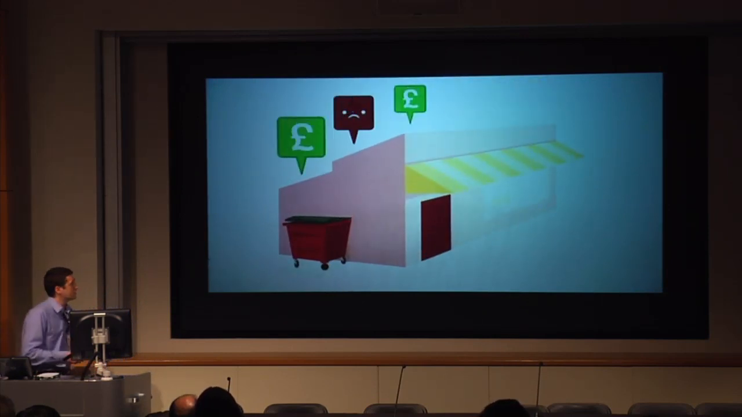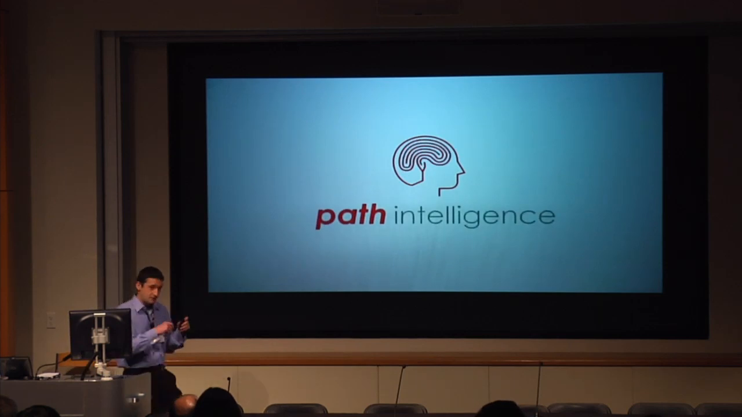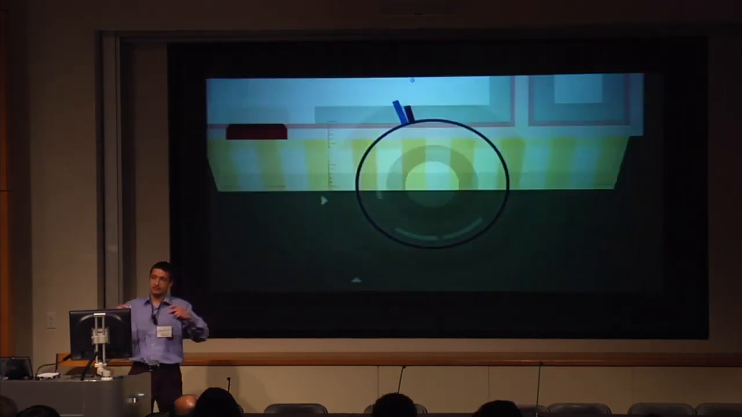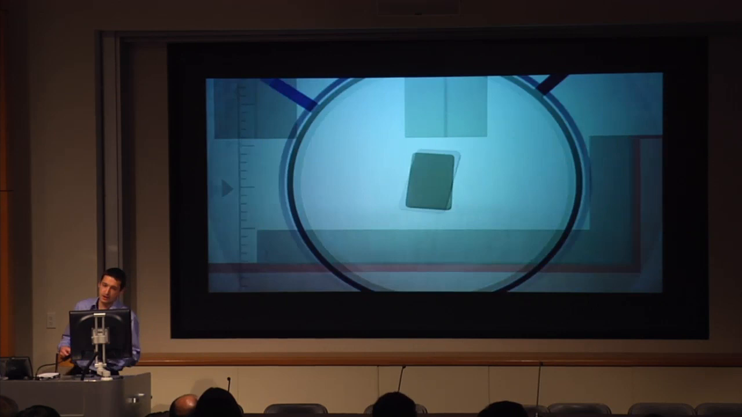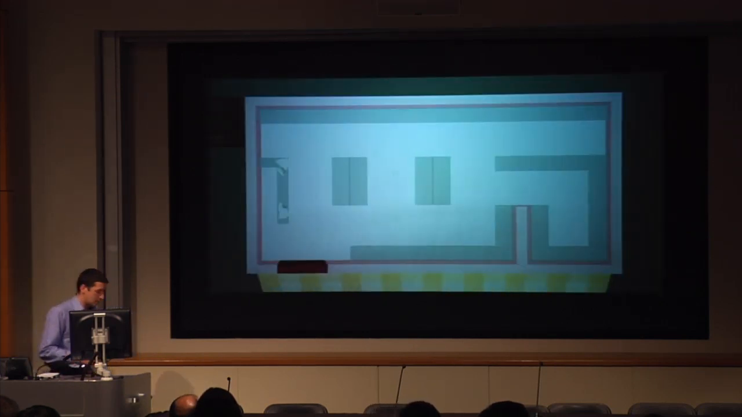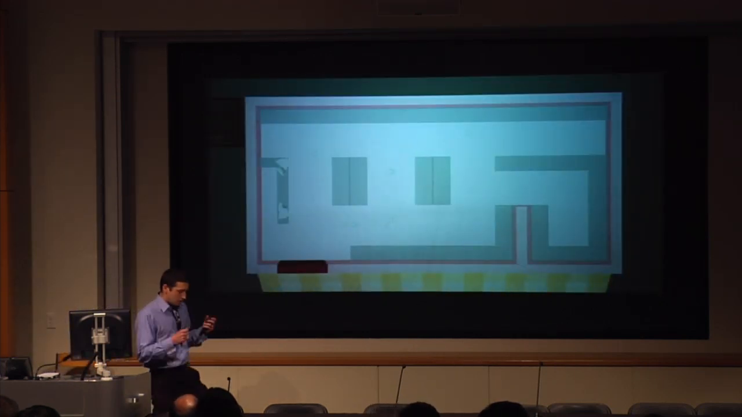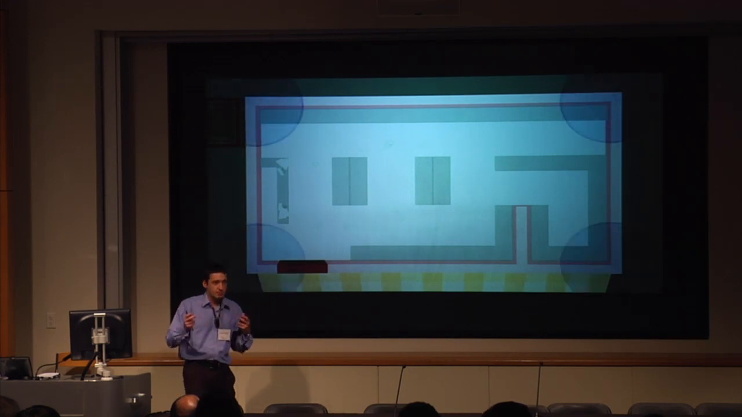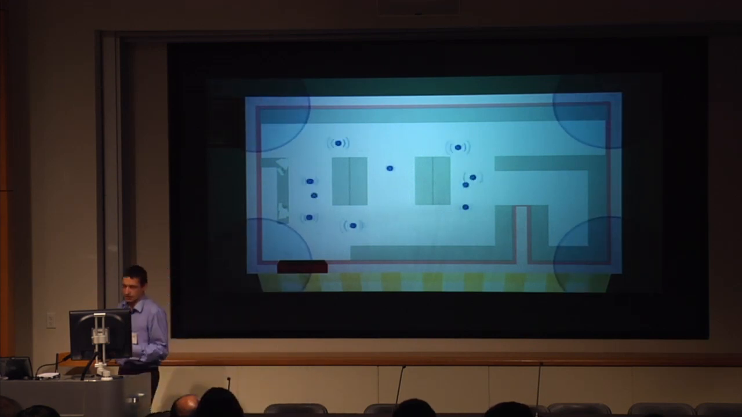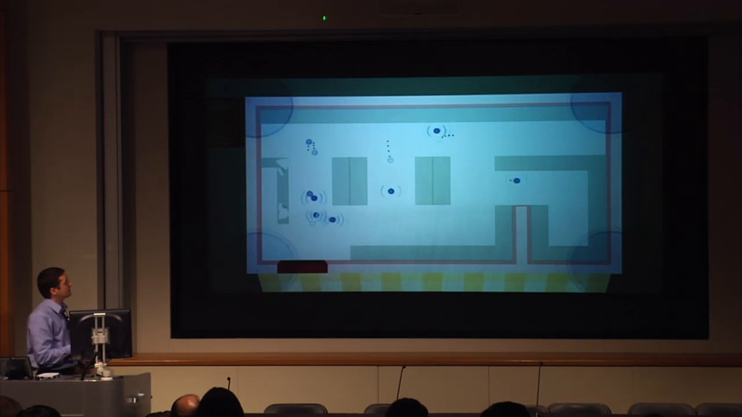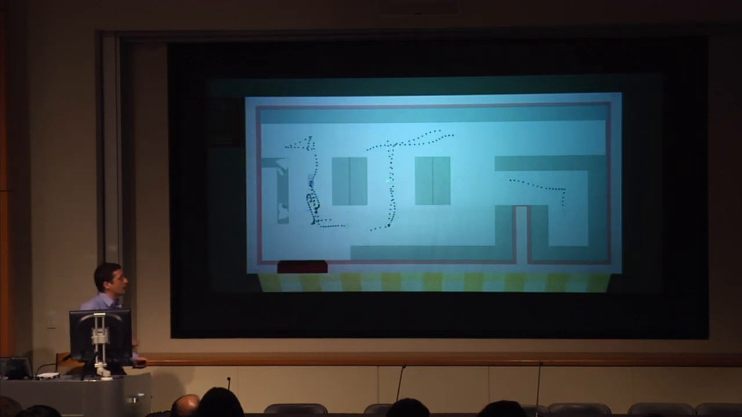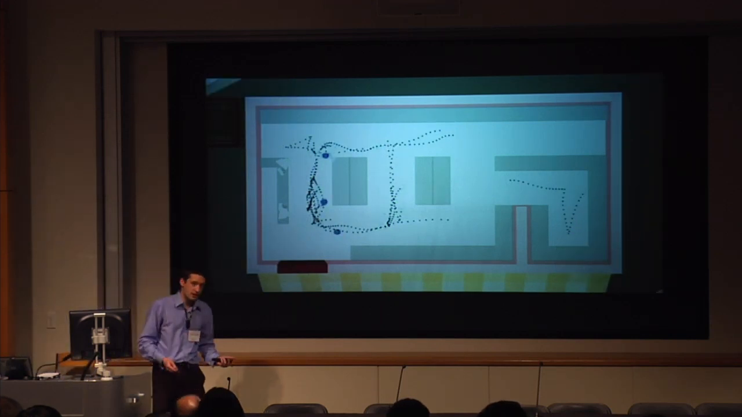So what Path Intelligence do is they stick receivers around the environment that sniff everybody's mobile phone data. So anytime you send a text message, initiate a call, go on the internet, your phone releases this packet of electromagnetic radiation that's unique. You can pick it up around the store simultaneously in different locations and work out where it was emitted from. You can then track the users.